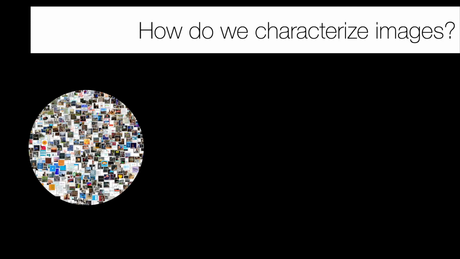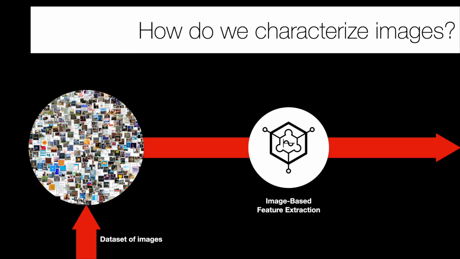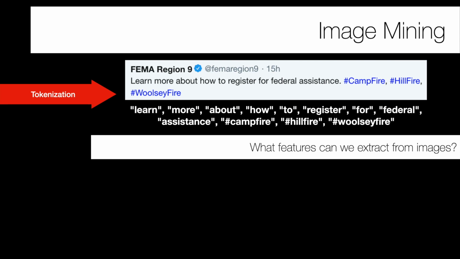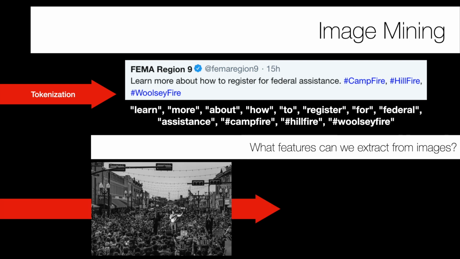When we talk about characterizing images, we can approach this in very much the same way, where we have a data set of images, and then we want to extract some set of features from these images, and then use some machine learning model or some statistical method to either predict labels of these images or cluster images into useful clusters of some form. But the real question is, how do we do this? When we talk about text, we have talked about tokenization. We take some message and we tokenize it into its individual tokens or unigrams or bigrams or trigrams. But for images, what do we do? We have this image here. How do we extract features from this?